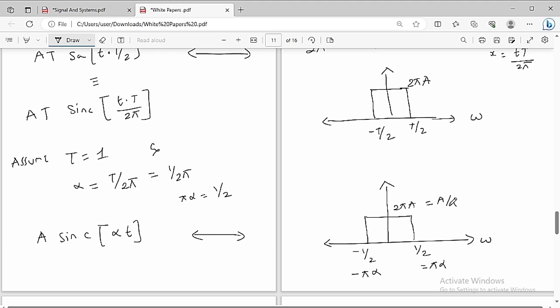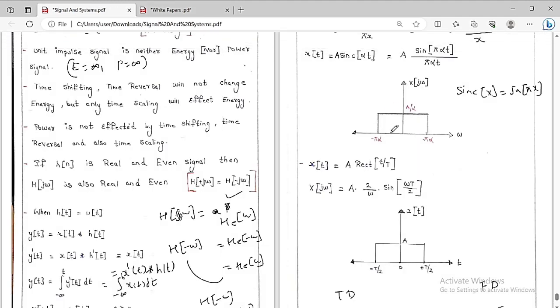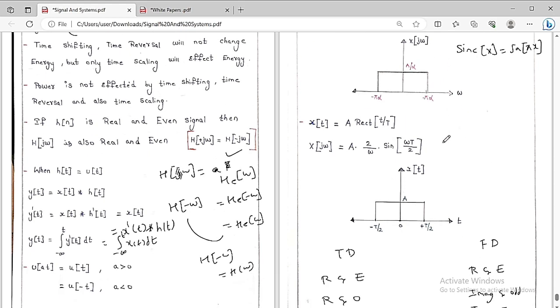2 pi is nothing but 2 by alpha I can get. And 1 by 2 is nothing but pi by alpha, and minus 1 by 2 is nothing but minus pi by alpha. So this is the overall picture you are going to get. Same thing I have drawn here also. So solve this, you are going to get sinc of alpha, here 2 pi by alpha, here minus pi by alpha, here plus pi by alpha. So even though you forgot this one, you can get that one because it's a simple piece of cake.